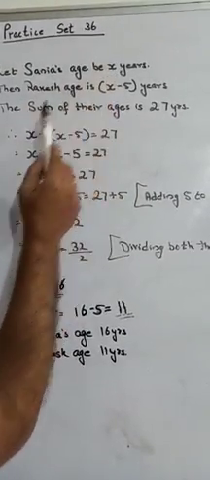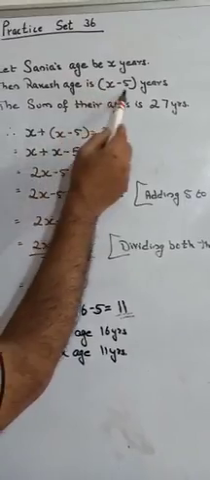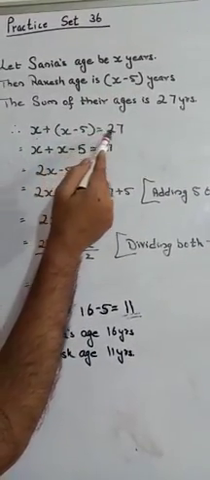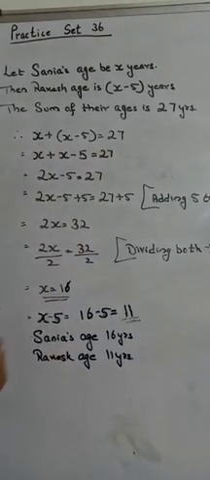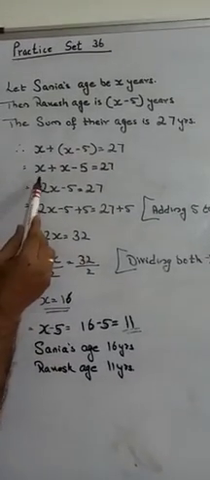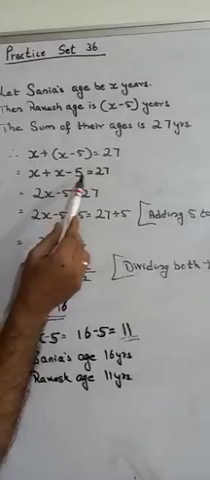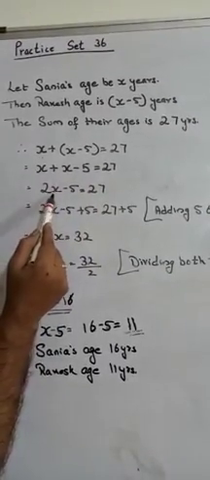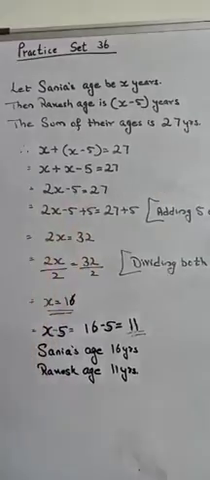We have taken x. Rakesh's age is x minus 5. So x plus (x minus 5) is equal to 27. Now we'll open the bracket. That is x plus x minus 5 is equal to 27. x plus x, that comes to 2x, minus 5 is equal to 27.